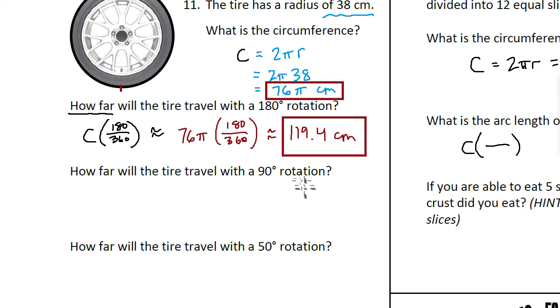How far will it travel if it just rotates 90 degrees? Well, you take the circumference, 76 pi, multiply it times 90 degrees out of 360. There's our fraction. And down here, the circumference times, in parentheses, 50 degrees out of 360. Hopefully that gives you the guidance you need to solve question number 11.